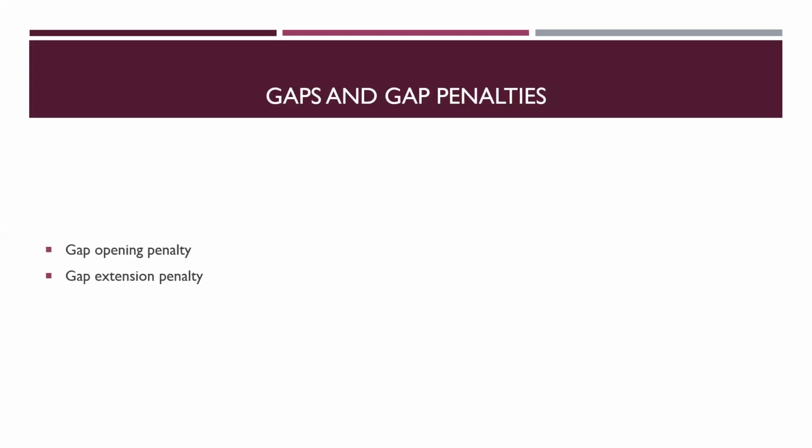Then what are these gaps and gap penalties? When I was discussing different criteria to be satisfied while carrying out the alignment, I mentioned that in order to get the maximum number of matches, we introduce gaps in the alignment. Why do we have to get the maximum number of matches in the alignment?